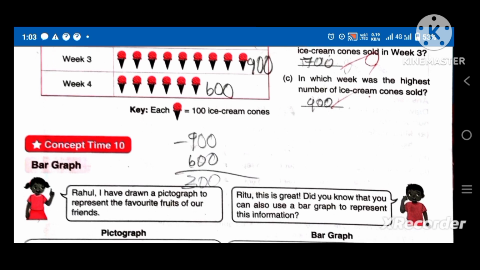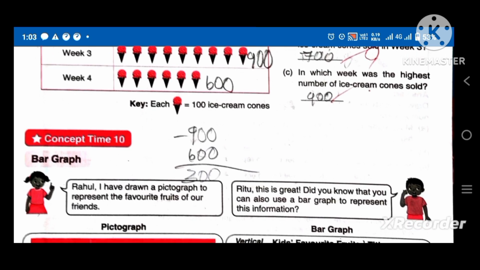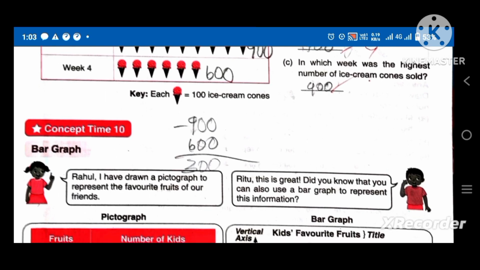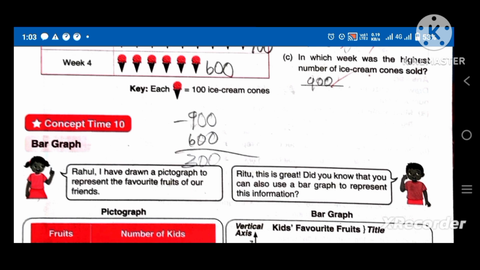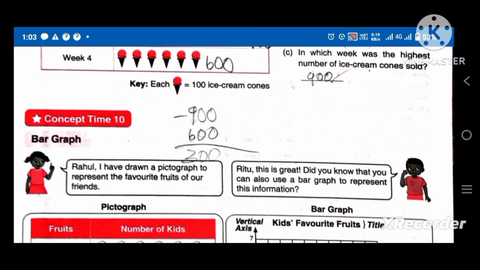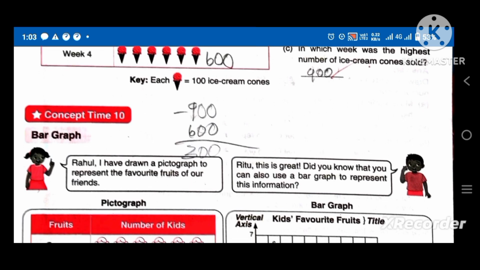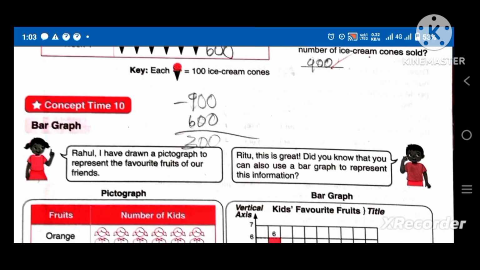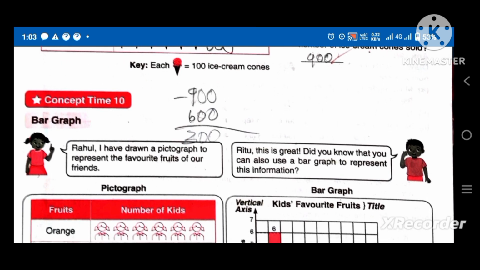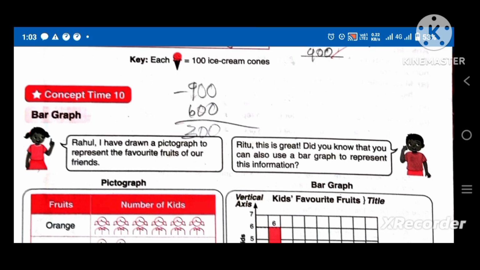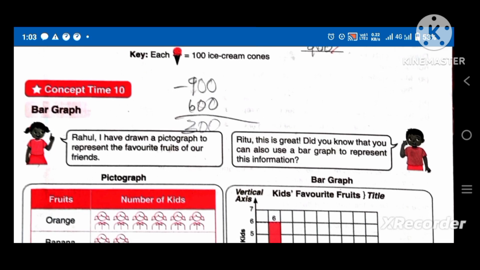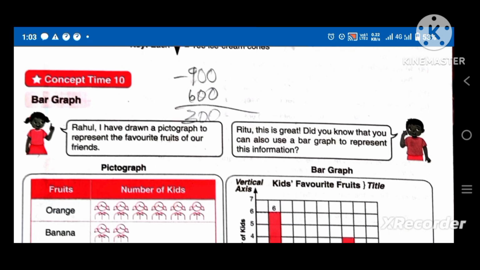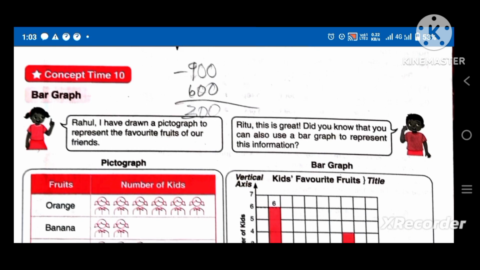Concept time 10. Bar graph. Rahul: I have drawn a pictograph to represent the favorite fruits of our friends. Ritu: This is great. Did you know that you can also use a bar graph to represent this information? Pictograph: fruits, number of kids. Bar graph: vertical, kids, favorite fruits.